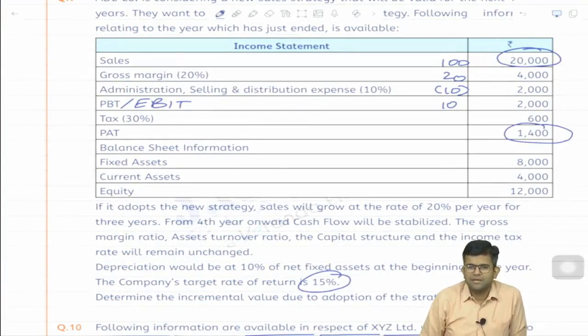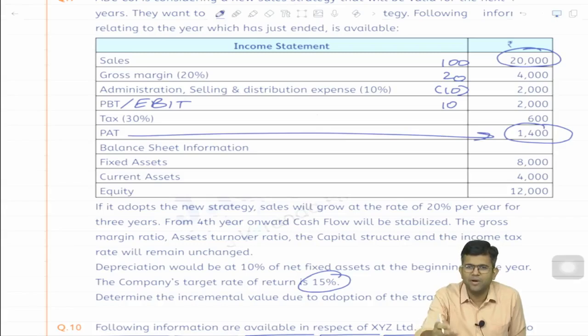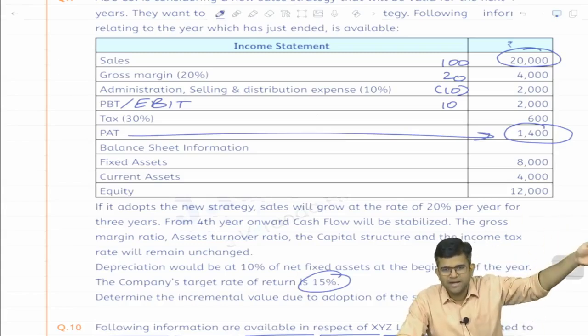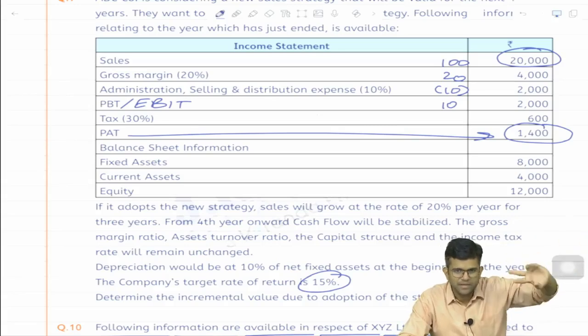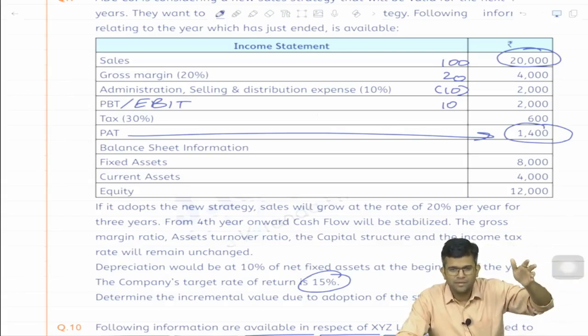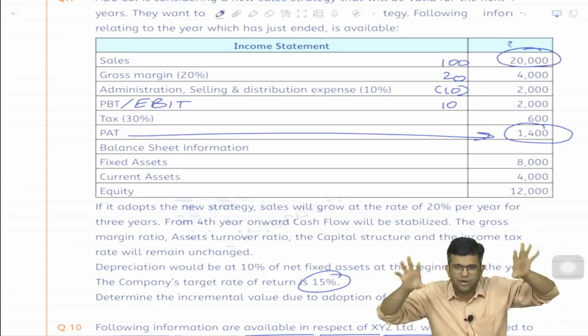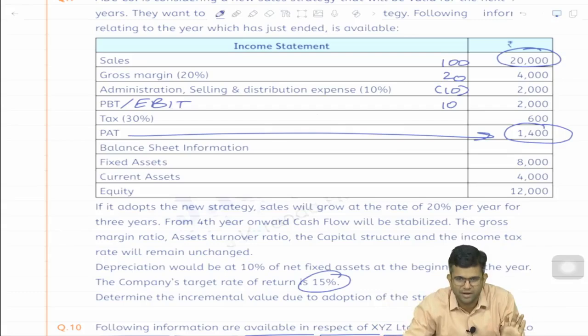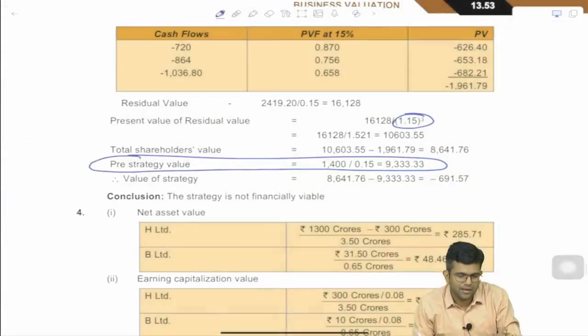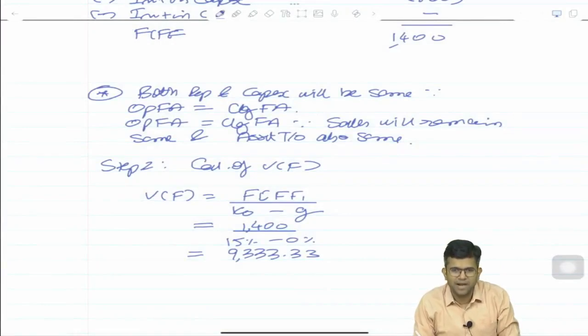But if I tell you take last year's NPAT and go ahead, you will not understand. It is not about last year's NPAT. It is because of a lot of things. Sales remained same, EBIT remained same. Because sales remained same, depreciation, opening FA, closing FA remained same. Because of that, investment in fixed assets and depreciation remained same. Current asset remained same, so nothing to add. So all those factors contributed for the FCFF to remain 1400. Everybody clear?